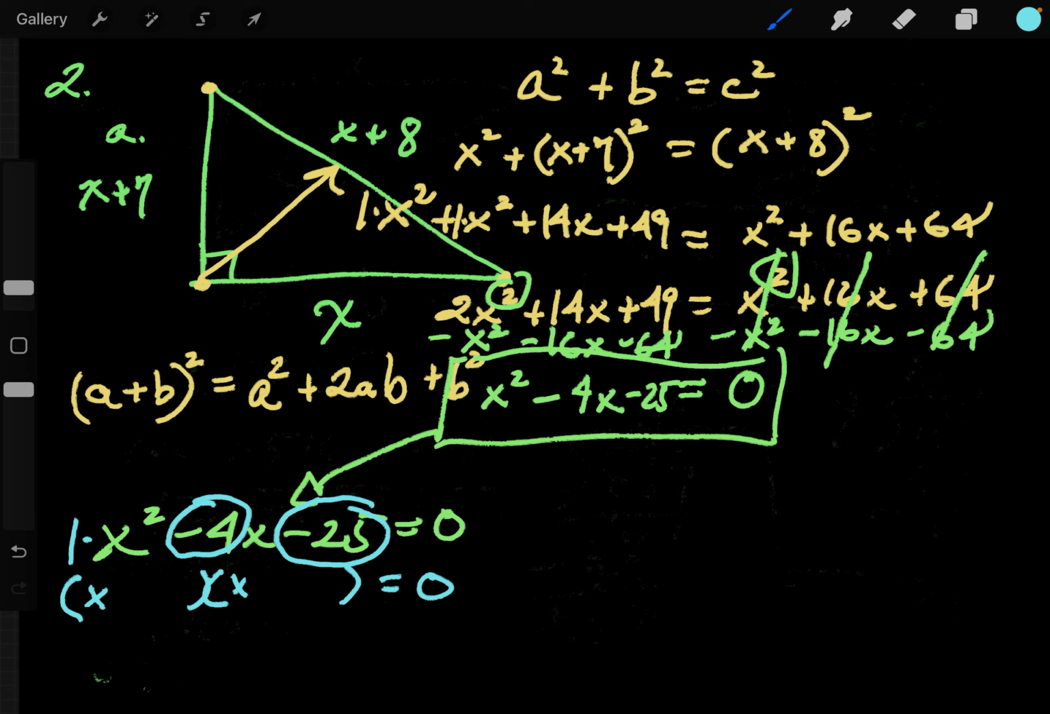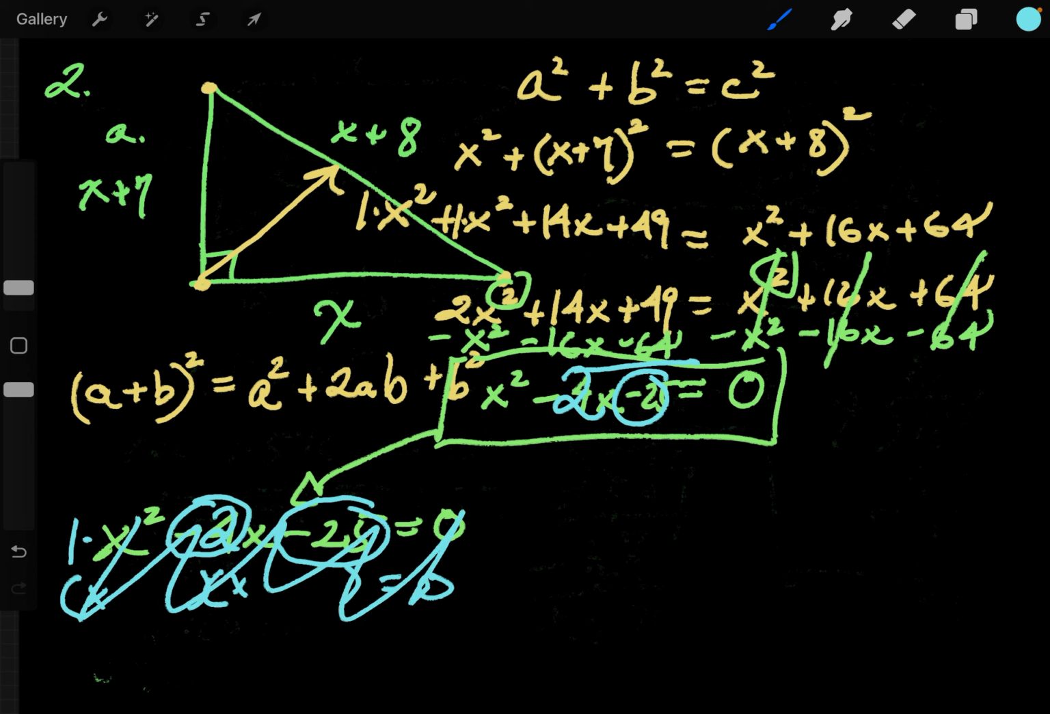Is there anything? Did I do something wrong? Yep, this is supposed to be minus 2. 14x minus 16x is negative 2. Good. Okay, multiplies to 25 and adds to negative 2. Still nothing. What did I do wrong? 50 minus 64. What is this supposed to be? I'm doing this too fast. 49 minus 64. Is it 25? No. What is it?